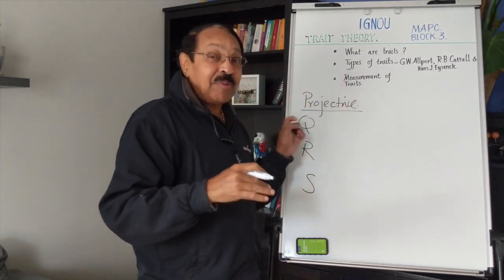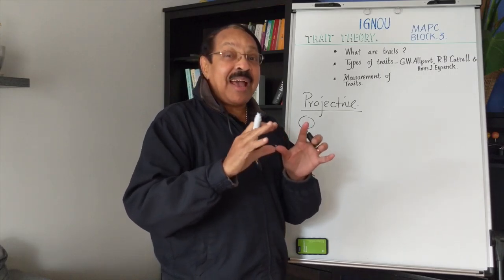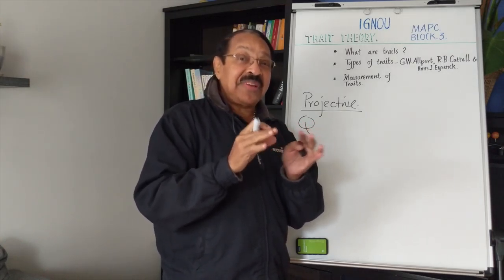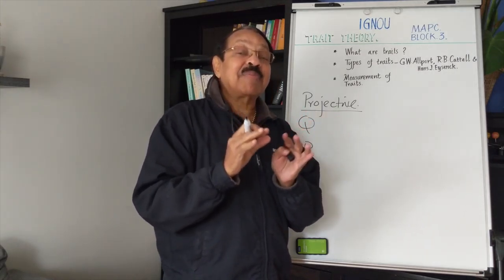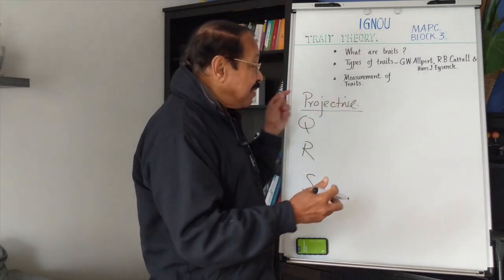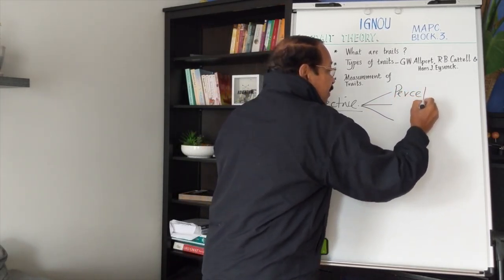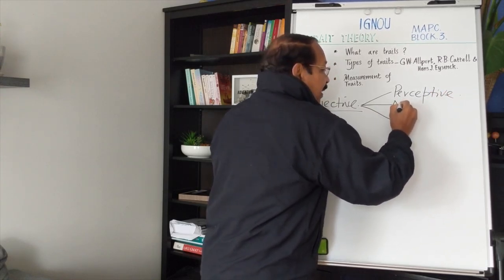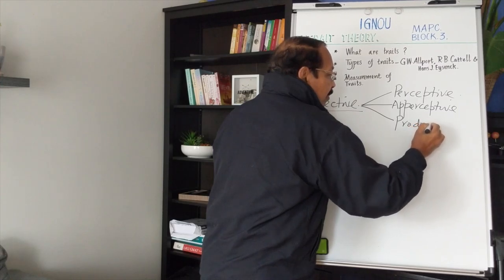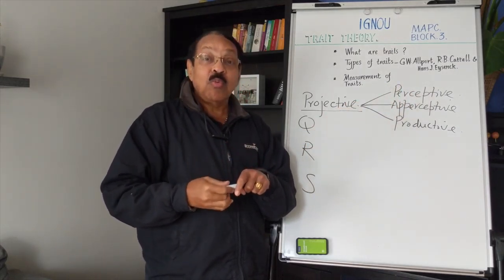Projective techniques usually adopt the strategy of eliciting a perceptual and experiential background using ambiguous stimuli. Ambiguity means it's not clear. Some stimuli are presented, either pictures or ink blots or something, and the person is asked to explain what it is. This can be subdivided into 3 types. One is called perceptive, then apperceptive, and productive. Perceptive test: the respondent is asked, what do you perceive?